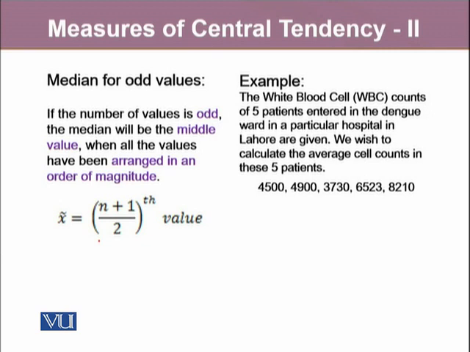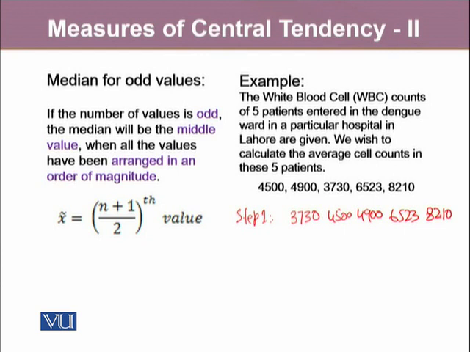Let's take an example to calculate median. The white blood cell counts of 5 patients entered into the dengue ward in a particular hospital in Lahore are given. This is the same example we discussed in the previous module where we talked about mean. To calculate median, in step 1, we will order this data into ascending order. The values will turn out to be 3730, then 4500, 4900, and the last value is 8210.